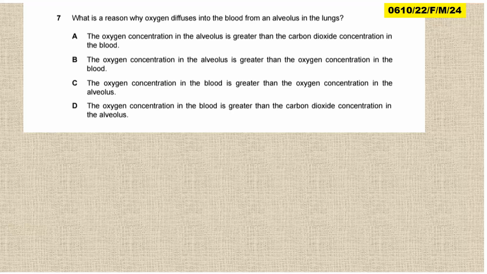This one is paper 2, variant 2, February/March 2024. What is the reason why oxygen diffuses into the blood from the alveolus in the lungs? It diffuses because you have more oxygen in the alveolar surface compared to the bloodstream. So A, oxygen concentration in the alveolus is greater than the carbon dioxide? No. B, oxygen concentration in the alveolus is greater than oxygen concentration in the blood? Yes. Okay.